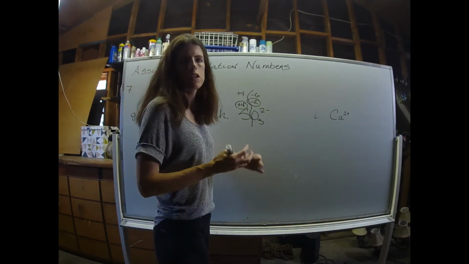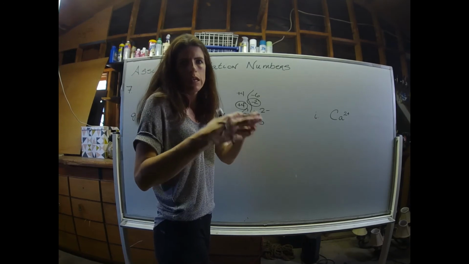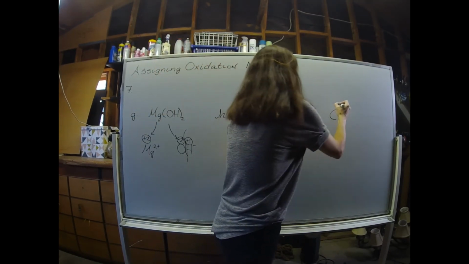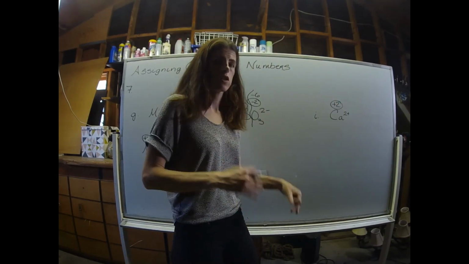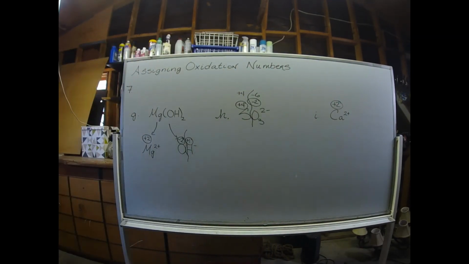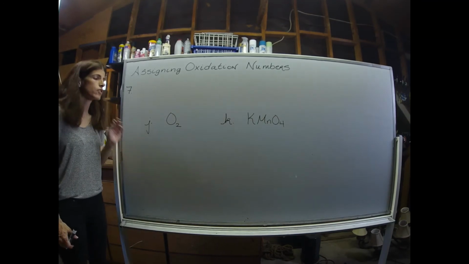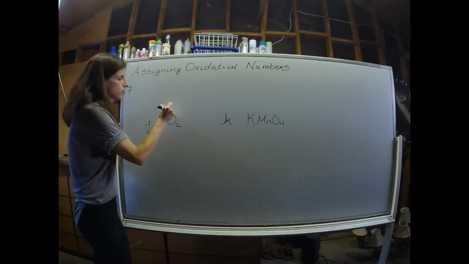And then the last one is a standalone ion, one thing. So the oxidation number will be the same as the charge. For our diatomic elements, they're always going to have oxidation numbers of 0.